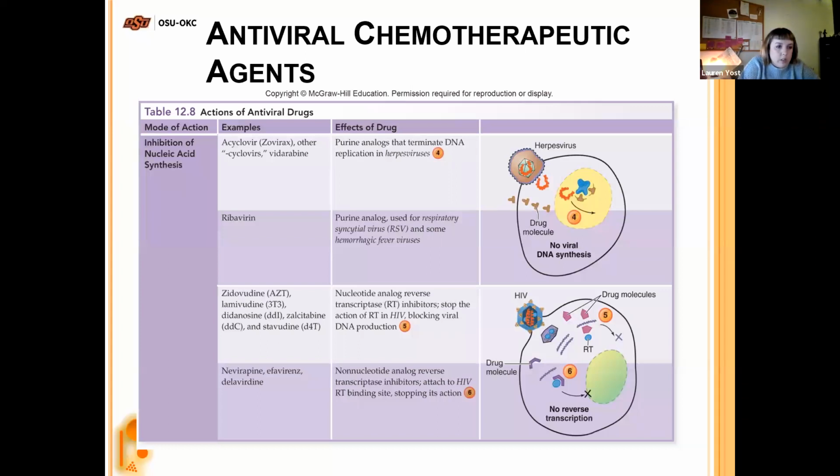Anyways, these next ones. This is number 2. This one is going to be the nucleic acid synthesis one. So here we have acyclovir. This is probably one of the most important antivirals that we can talk about in this class, so do be familiar with this. There will be questions about this, I swear. This is a purine analog. So it mimics the bases and it terminates DNA replication. It was developed specifically for herpes viruses. It can be used for other viruses though, but it was developed for herpes viruses.